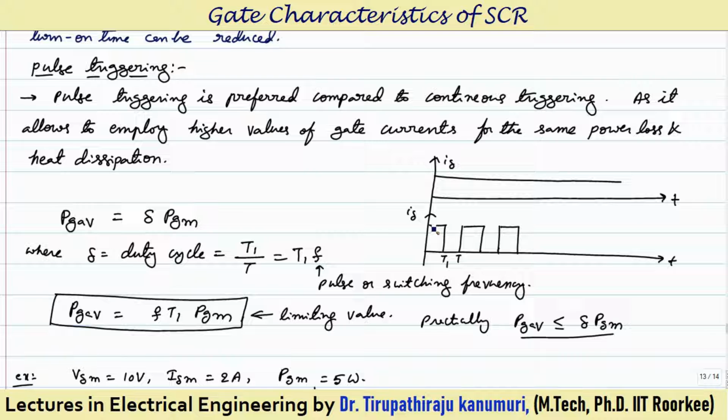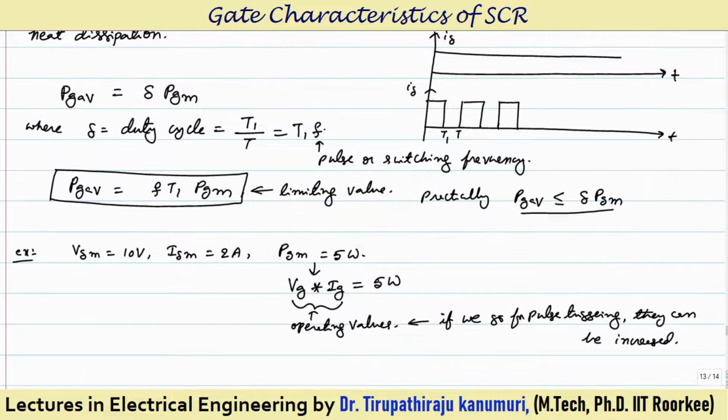Let us assume the peak power, PGM, I am representing at this point, multiplied by the duration T1. So the same thing, it will be T1 multiplied by F, or we can say that PG average is equal to F, the pulse or switching frequency, multiplied by T1, the duration for which the pulse is on, multiplied by PG maximum, which is mentioned in the SCR nameplate details. So this PG average in practice should be less than this delta times PGM, so as to avoid damage to your circuit.